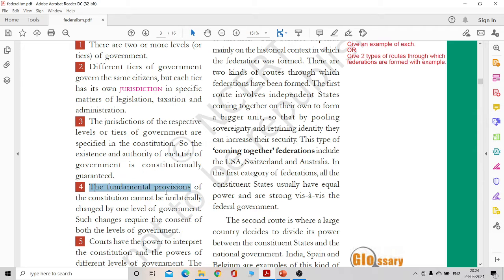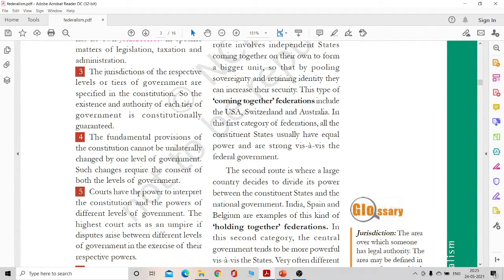And a fundamental provision of the constitution is that it cannot be unilaterally changed by one level of the government. So if the state government wants to change something about the constitution, of course it cannot be done. And interestingly, it cannot be done by the central government also, until and unless there is an amendment, and there is a very, very hard process which is called amendment.